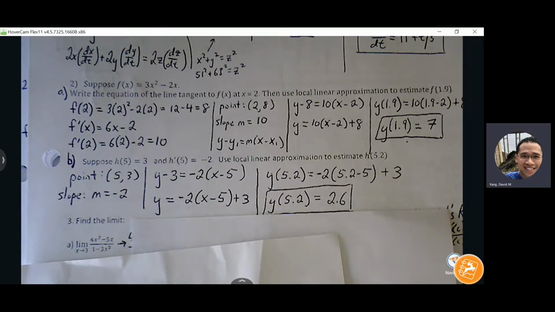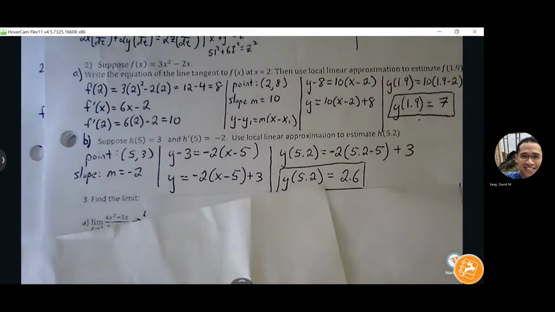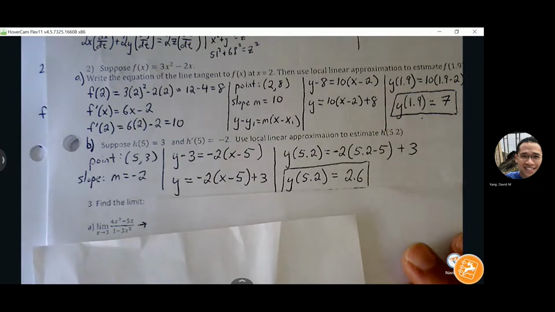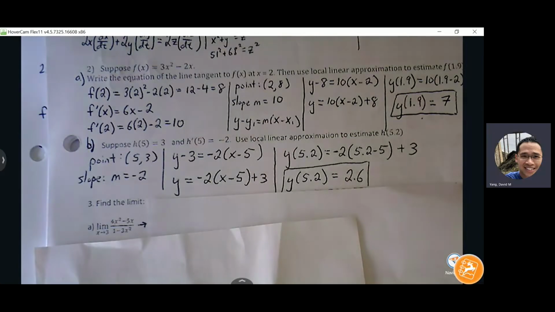And obviously, if you get like 10 over 0 or 8 over 0, you also stop. But in this case, you conclude that the limit does not exist. Okay, so first things first, for part A, we insert 3 into the expression. And what do we get?